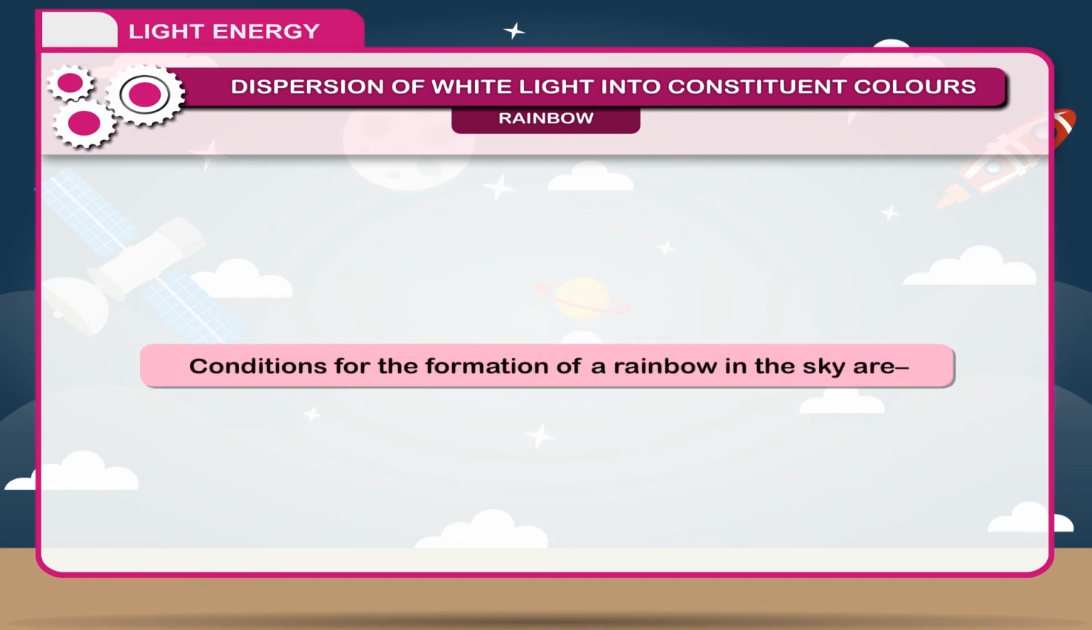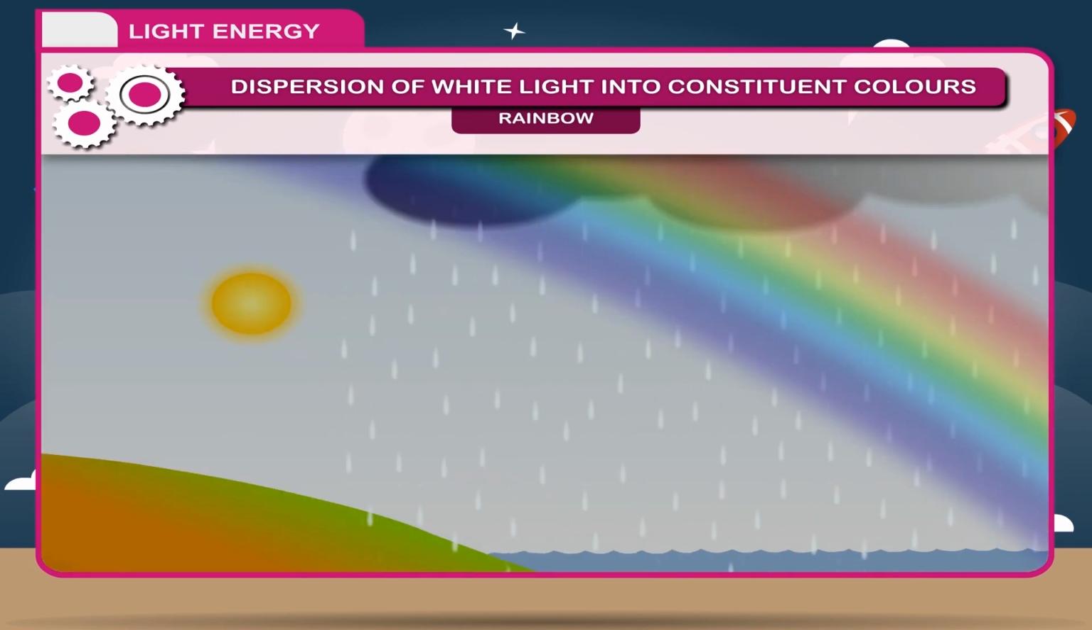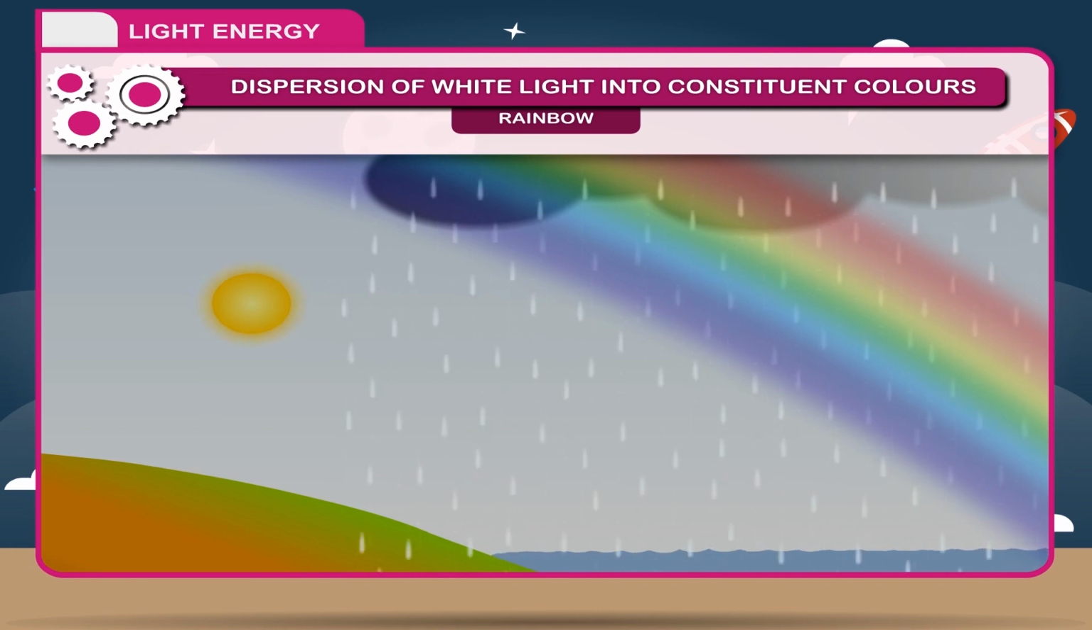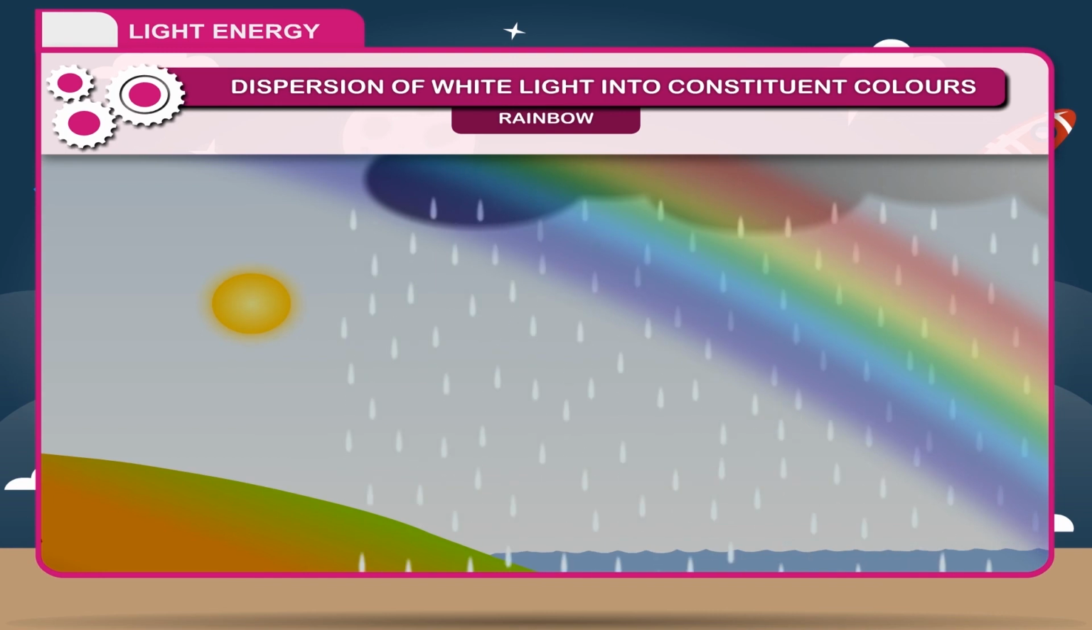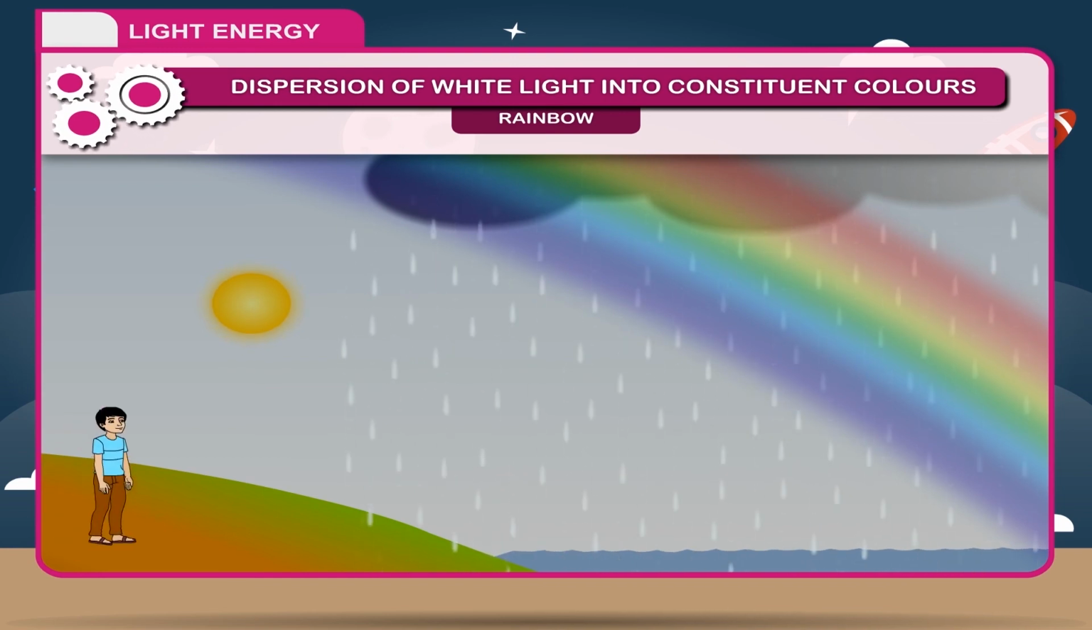Conditions for the formation of a rainbow in the sky are: the sun and the rain must be opposite to each other. The sun must be low in the sky. The observer must have his back to the sun.